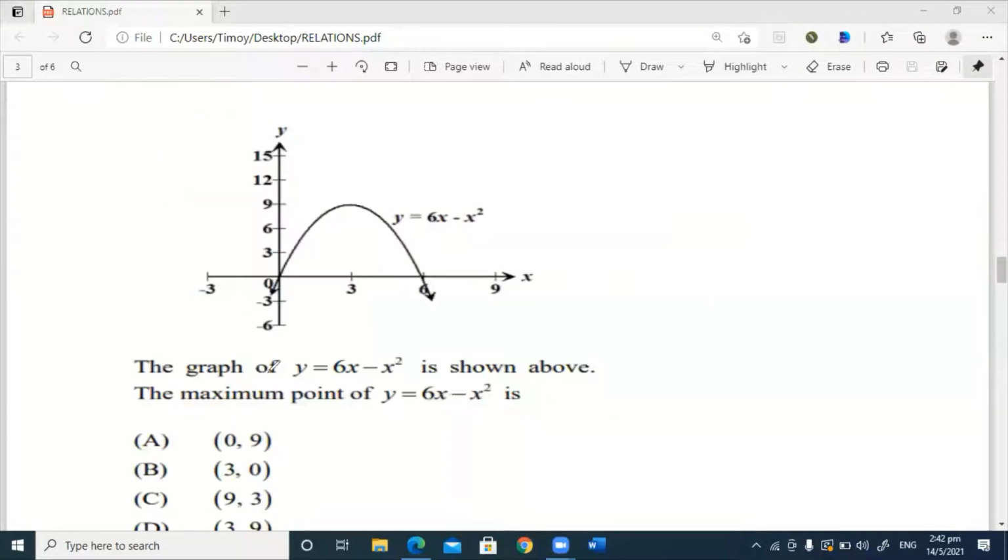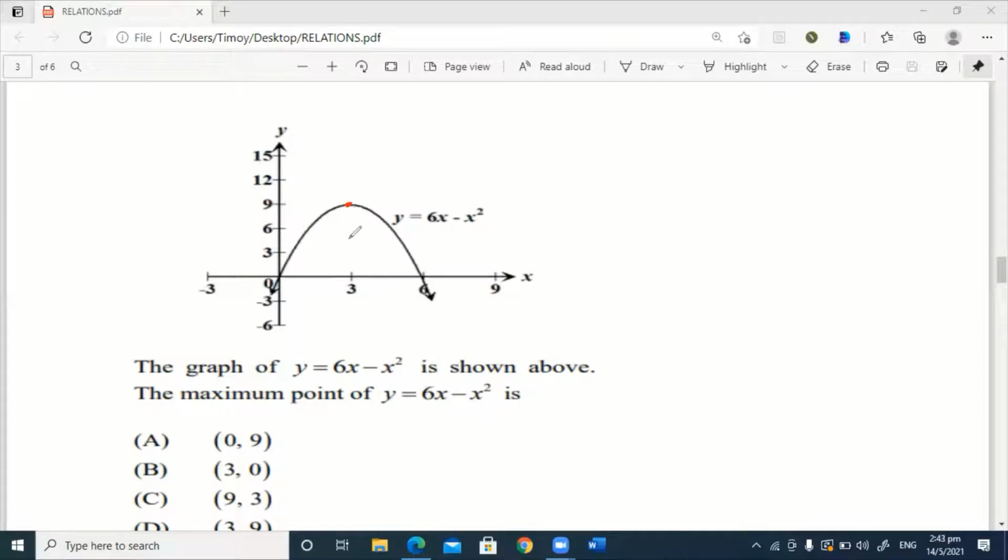The graph of y equals 6x minus x squared is shown above. The maximum point of y equals 6x minus x squared is going to be the turning point of the graph. So the maximum point is the highest point on the graph, which is going to be right here. All right. And note that the turning point of the graph, a symmetric graph, is where the graph splits into equal halves, right? So that point there is the highest point.